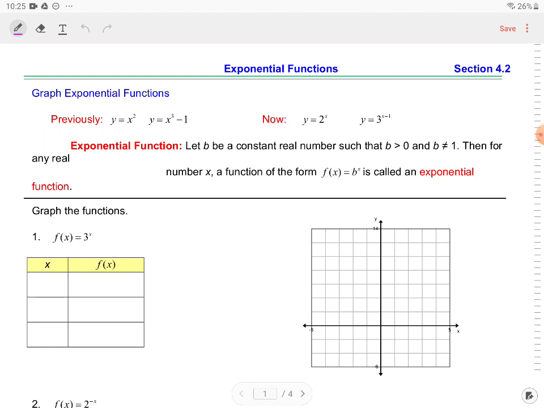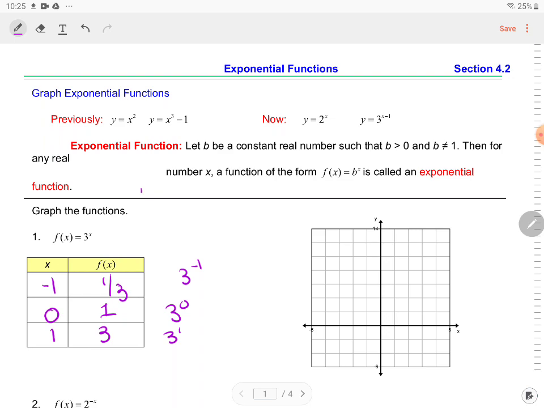So if we're going to graph our function here, we want to pick values of x. We're going to pick -1, 0, and 1. So we have 3 to the -1 for y. That's 1/3. 3 to the 0 is 1. 3 to 1 is 3.